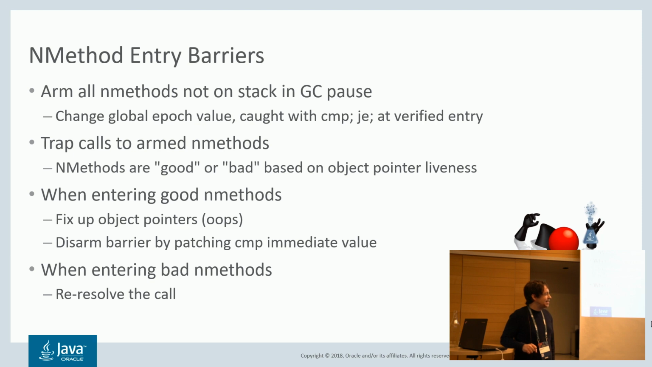If it is dead, then we will de-optimize and basically get back into the trampoline and call a method miss handler. And in that handler, we will re-resolve the call to something that makes more sense and redo the call into the interpreter, whatever we end up in.